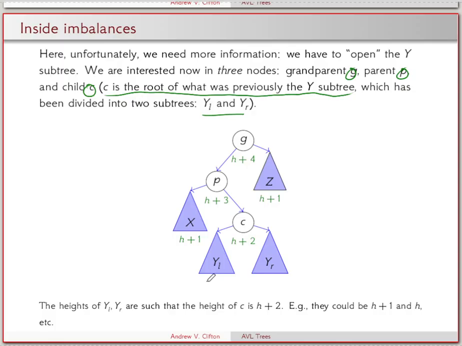The heights of YL and YR could be H plus 1 and H, or maybe the other way around, right? Like H and H plus 1 or something like that. As long as they give us an H plus 2 at the C there, that's what we're interested in here, right? So we have our imbalance between here and here, +2 like that, but we've drilled down a level to see where exactly the source of the problem is inside of that Y subtree here, which again, the Y subtree is all of this stuff in here.